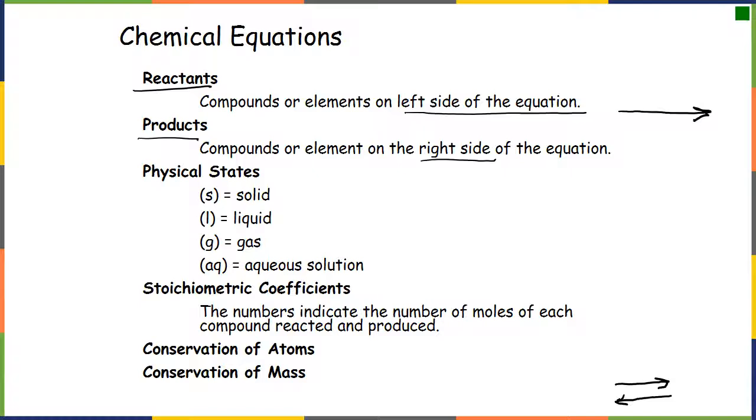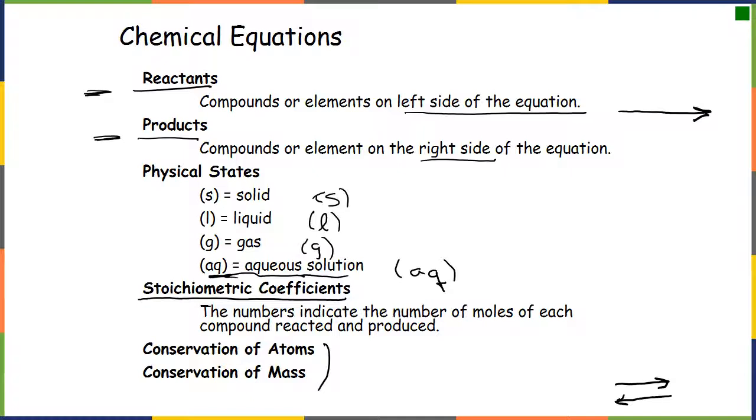So if it's a solid, we're going to put s in lowercase in parentheses. If it's a liquid, we're going to put an l. If it's a gas, we're going to put a g. And if it is dissolved in water, we are going to put aq for aqueous. We are going to vary the stoichiometric coefficients, that is the number in front of the reactants and the products, in order to have conservation of atoms and therefore conservation of mass.